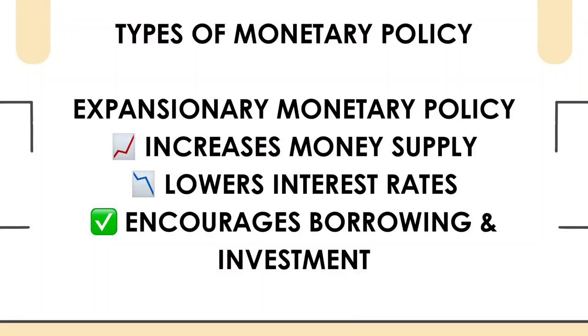How can it encourage borrowing? By making loans cheaper, by increasing money supply, by lowering the interest rates. So when borrowing becomes cheaper, businesses are more likely to expand and consumers may be willing to buy homes, vehicles, or other goods. This approach is called expansionary monetary policy because it aims to increase the supply of money and credit in the economy.